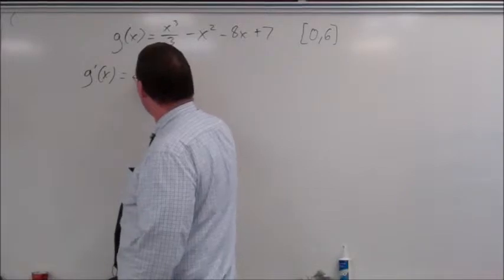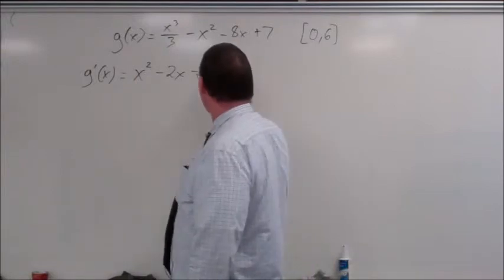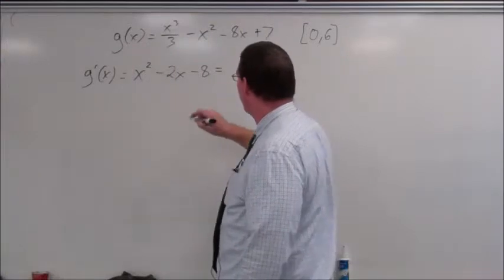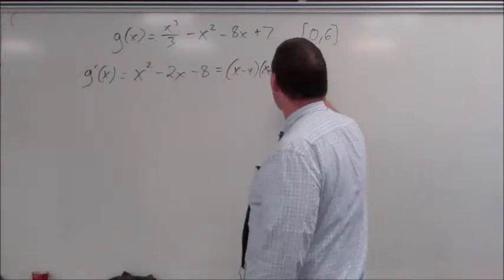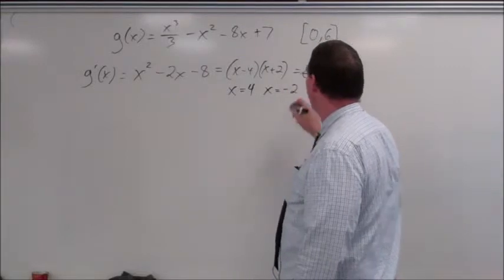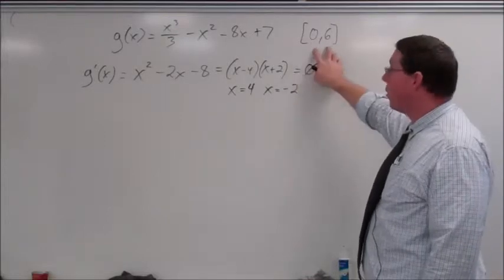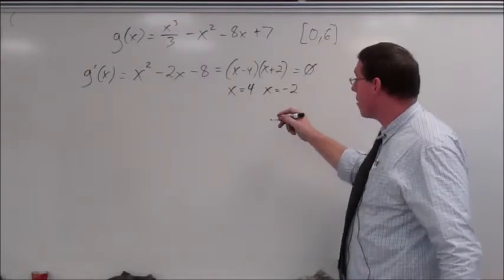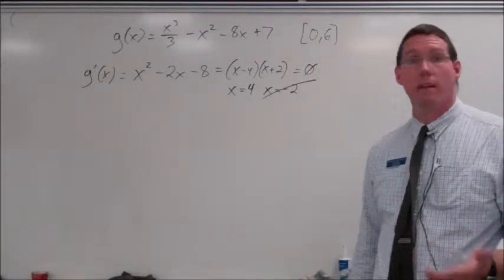If we do the derivative here, this can be x squared minus 2x minus 8. And this we can factor into, let's see, two numbers that multiply to negative 8 and add up to negative 2. That's going to be x minus 4 and x plus 2. And we set that equal to 0, and we get critical points at x equals 4 and x equals negative 2. Now, of course, negative 2 is not on this interval. Negative 2 is not on the interval from 0 to 6, and therefore it is irrelevant. We're not even going to test that critical point because it's not on the interval.